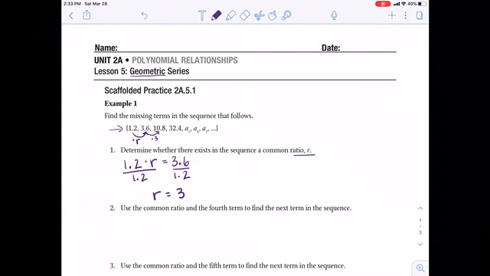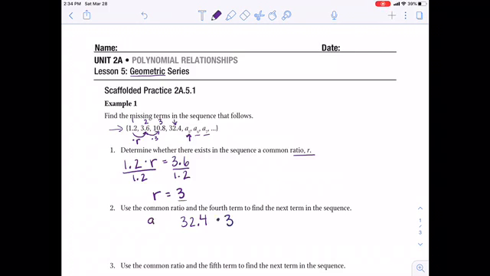So once I know that, I've been asked to find a sub 5, a sub 6, and a sub 7. When I say a sub 5, what I mean is the fifth number in this series. We know that the first number is 1.2, the second number was 3.6, the third number was 10.8, and so on. And all I'm doing is multiplying by 3 each time. So, to find the next term, I'm going to take the last term, which was 32.4, and multiply it by my common ratio, which was 3.